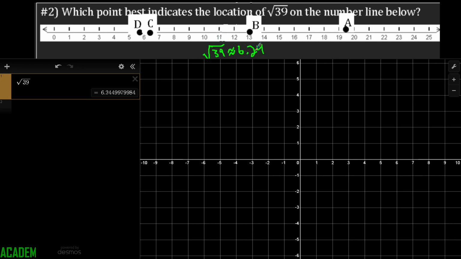So if I was to place 6.24 on the graph, again, I would say, well, it's not going to be A or B because those are clearly not by 6. But if I look at this one, I could say, well, D I can't do because it's below 6. So that one is less than 6. And so we're going to say that point C is going to be our approximate location for the square root of 39.